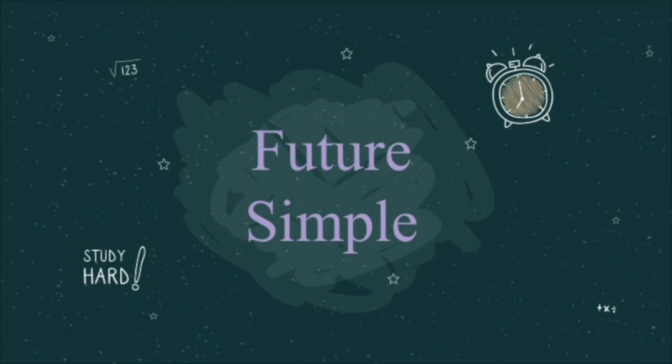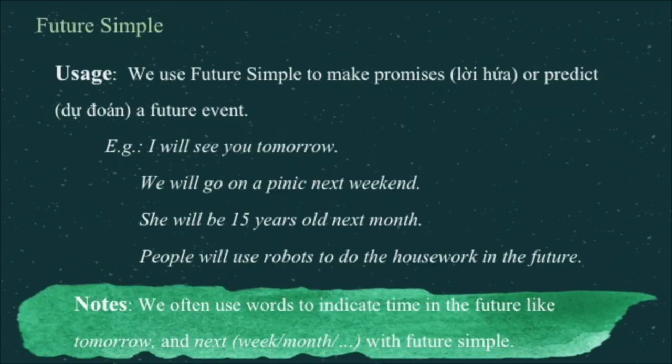We have talked about the present and the past. Now let's move on with the future simple. Just like its name, this tense is used to talk about the future. We use it to make promises, lời hứa, or predict something, dự đoán.